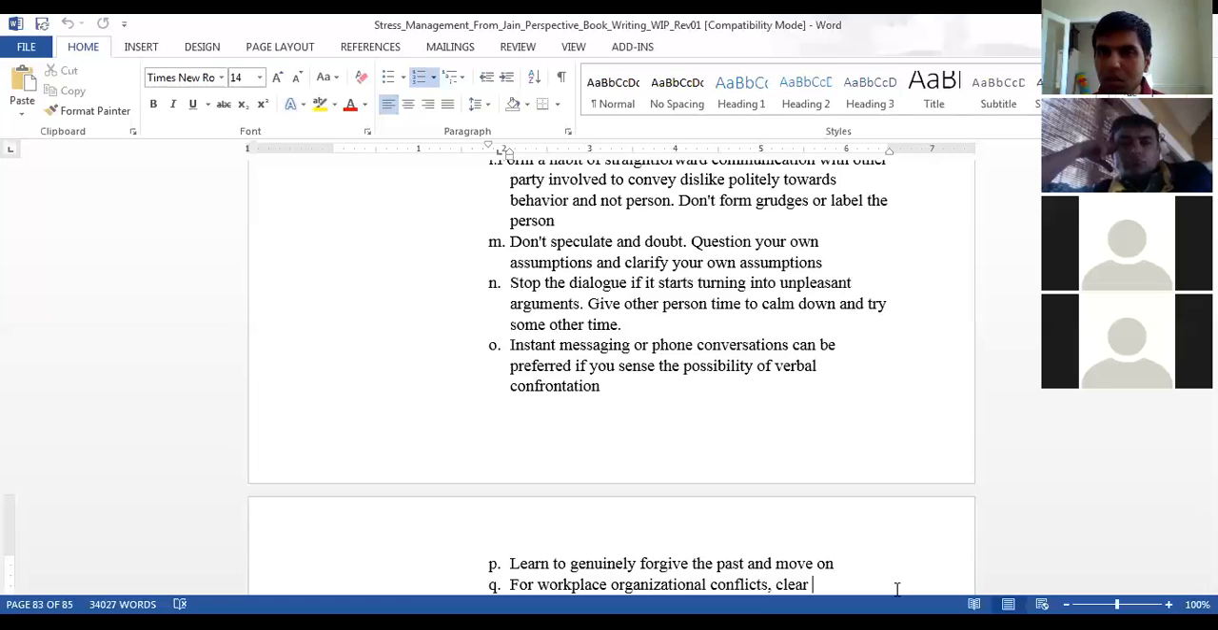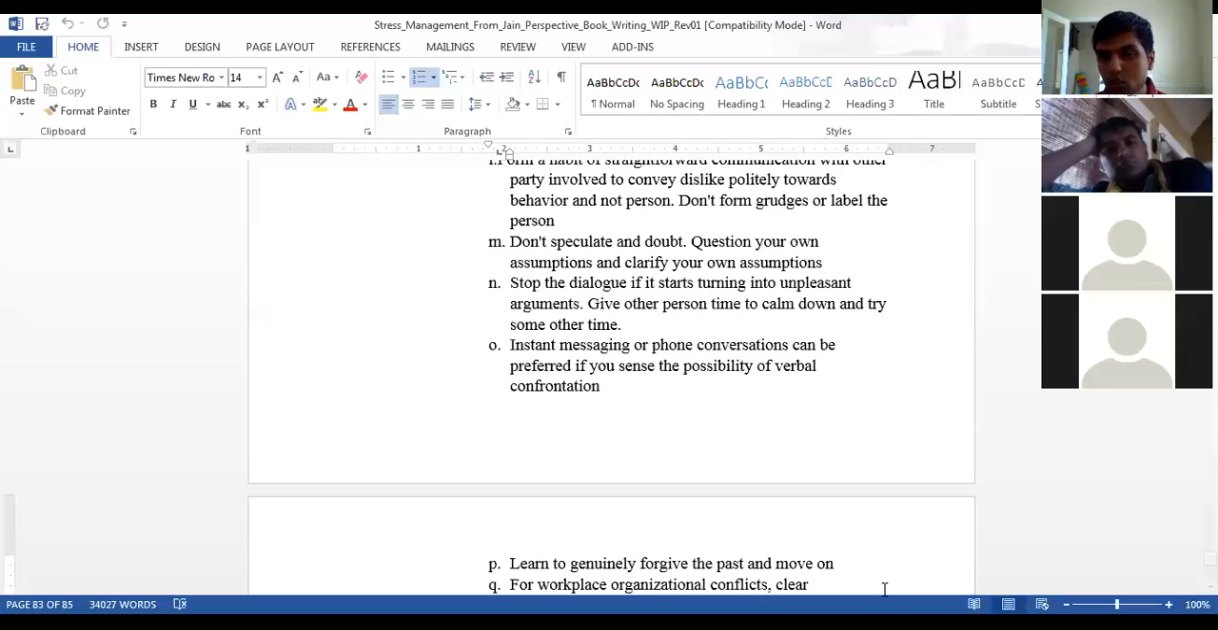So speculation may help you in making a professional judgment about the right decisions at work, at your workplace, maybe choosing a certain medicine or finding the cause of certain diseases. In interpersonal situations like this, speculations always lead to bad outcomes. So do not speculate. Stop the dialogue if it starts turning into an unpleasant argument. Give the other person time to calm down and try some other time. If it is about asking for forgiveness from someone, and you think that if you go ask for forgiveness, the situation may become worse because the other person may get really angry, maybe instant messaging or phone conversations can be preferred if you sense the possibility of verbal confrontation.